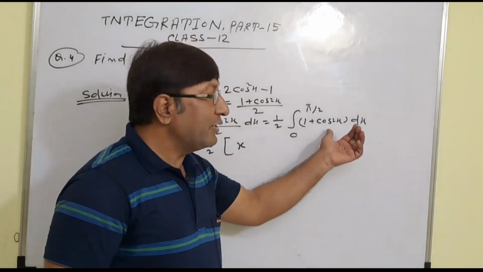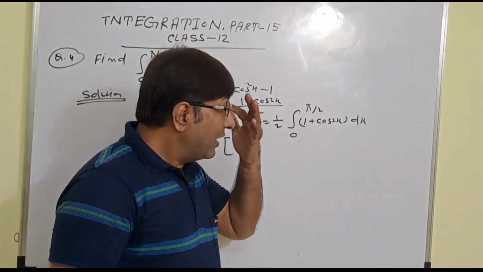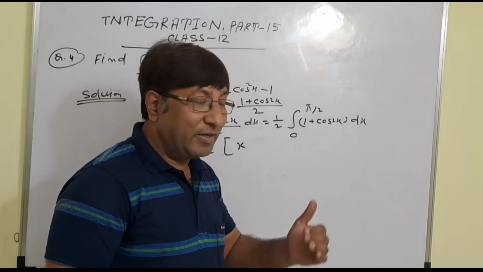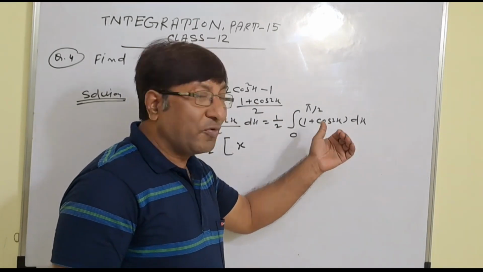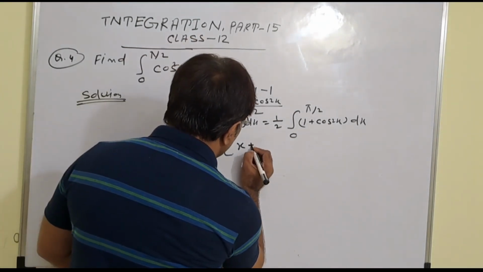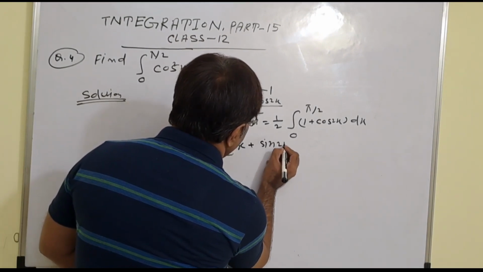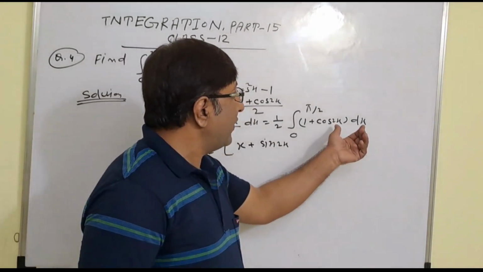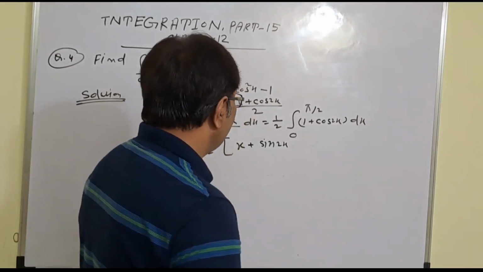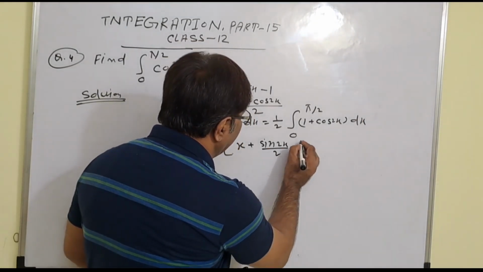Now integration of cos 2x. So you know the derivative of sin x is what? Cos x. So it is the reverse. So direct integration of cos x is what? Sin x. So we will write here sin 2x. Right? Now here the coefficient of x is what? 2. So just divide by the coefficient. So it is what? Sin 2x by 2.